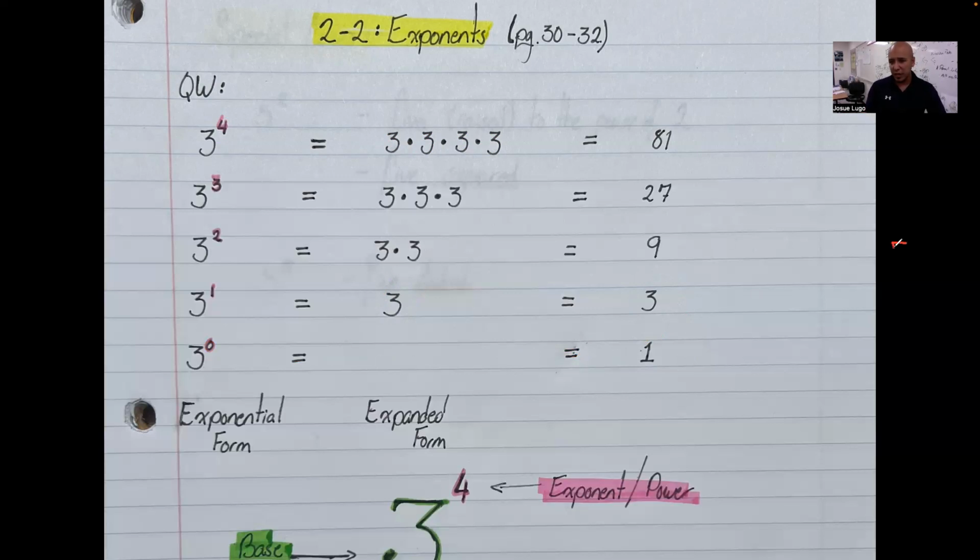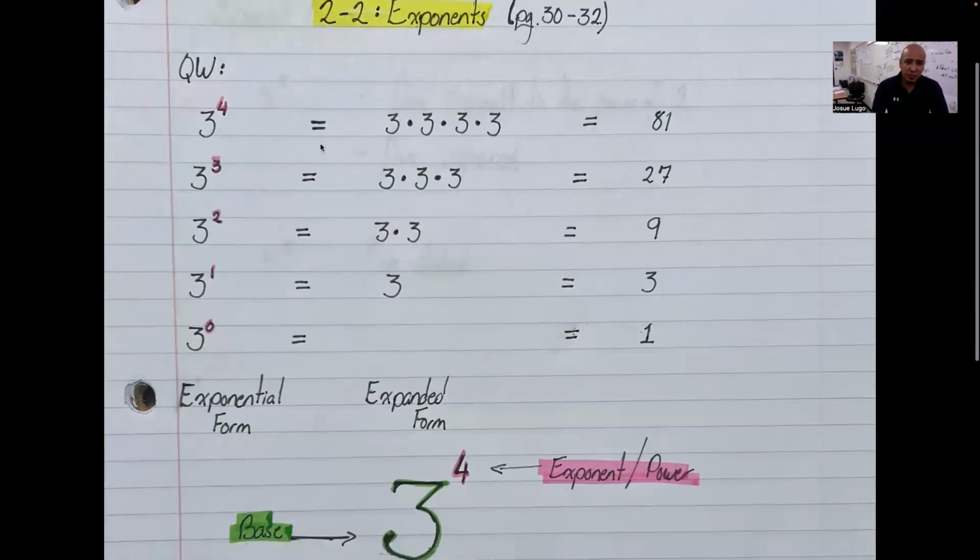So if we have 5 raised to the power of 0, then obviously that's going to be 1. 1 to the power of 0 is 1. 10 to the power of 0 is going to be 1. So ladies and gentlemen, again, anything raised to the power of 0 will always be 1.